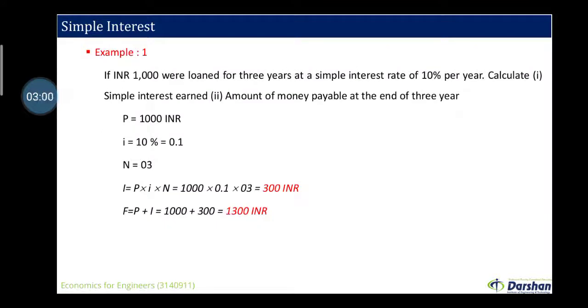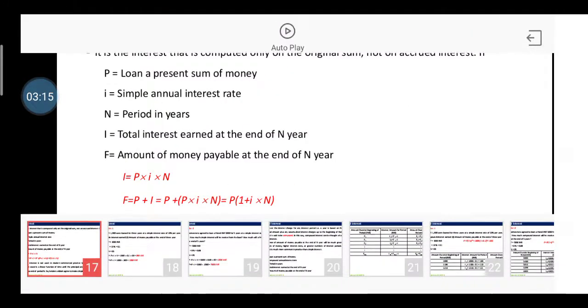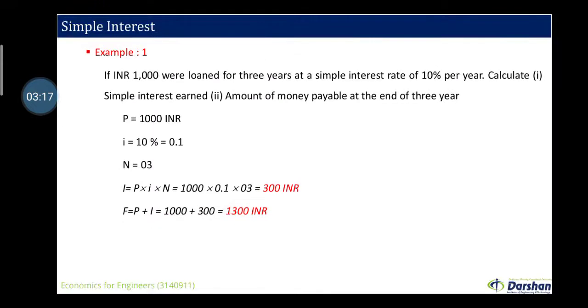If 1000 rupees were loaned for 3 years at a simple interest rate of 10% per year, calculate the simple interest and, second, the amount of money payable at the end of the period. So here you see that the 1000 rupees is your main capital, right? R here is 10%. Okay, I hope you see this, right? So 10% is your interest rate. So 10 divided by 100, so 0.10, or you can write 0.1.